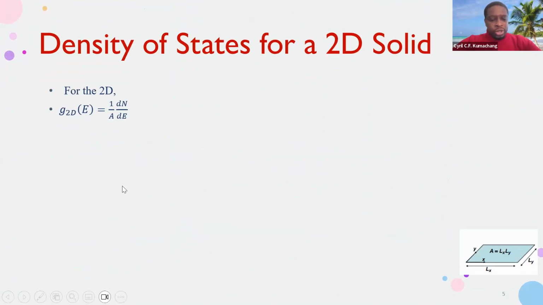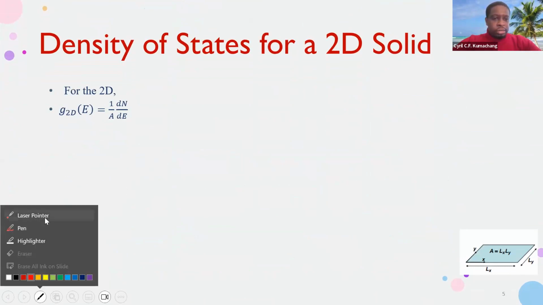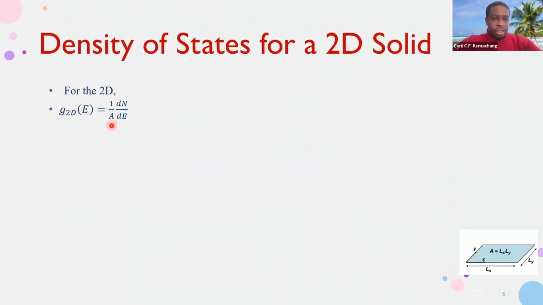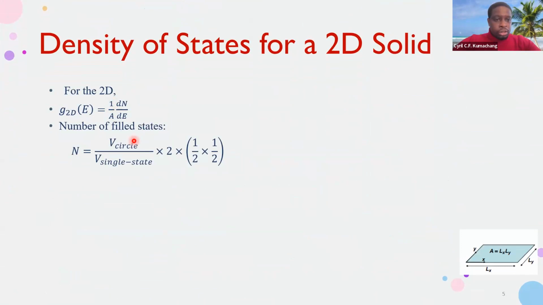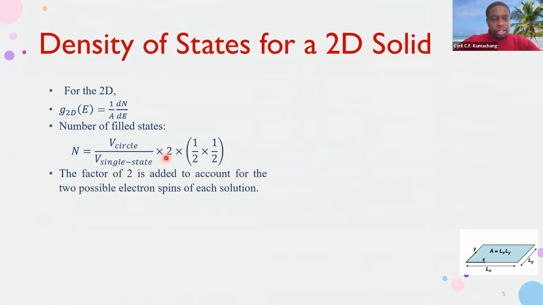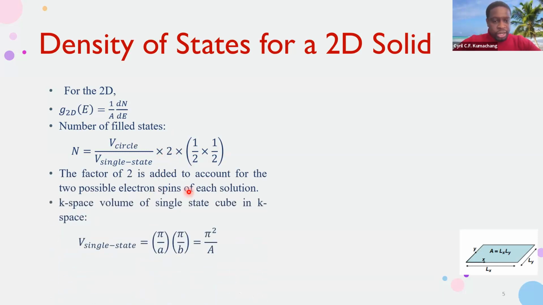Here, everything will very much be the same, except that instead of 1 over V, you're having 1 over the area, because we have just 2 dimensions. The number of filled states will be given now by the volume of a circle, because this will be treated like a circle, all over the volume of a single state. So everything very much stays the same, and these two also account for the 2 possible electron spins we will have. Then the volume of the single state will be given by pi squared over the area.